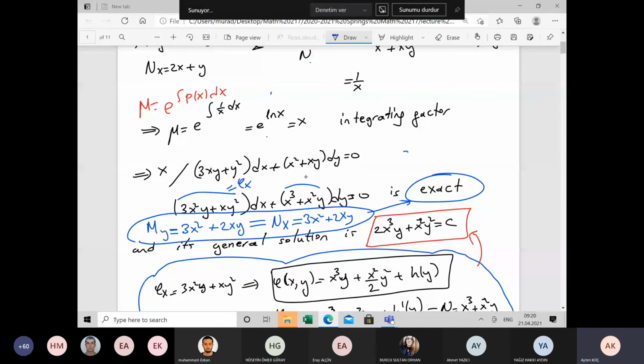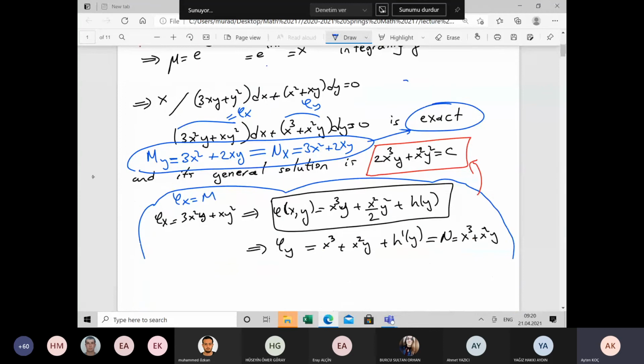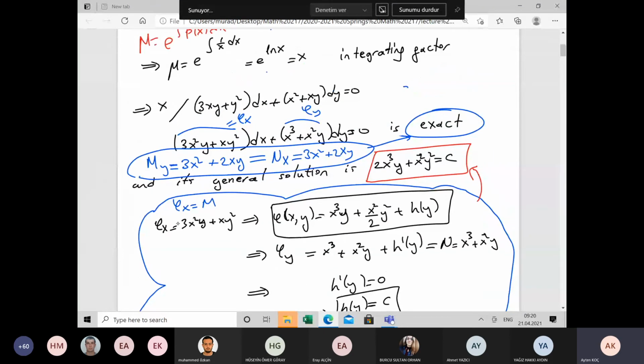It's okay, and our aim is to find the phi. It's okay if phi sub x is M. Phi sub x is M. M is this one. How to get phi? Integrating both sides with respect to x.